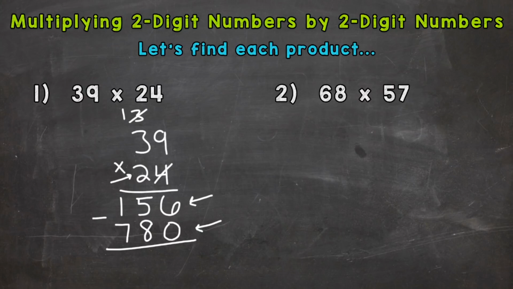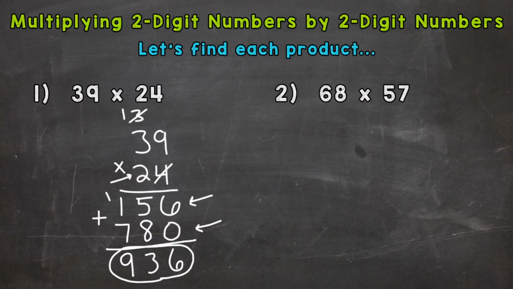Now we add these two answers together to get our final answer or product. So 6 plus 0 is 6, 5 plus 8 is 13, 1 plus 1 is 2, plus that 7 is 9. So we get a final answer of 936.